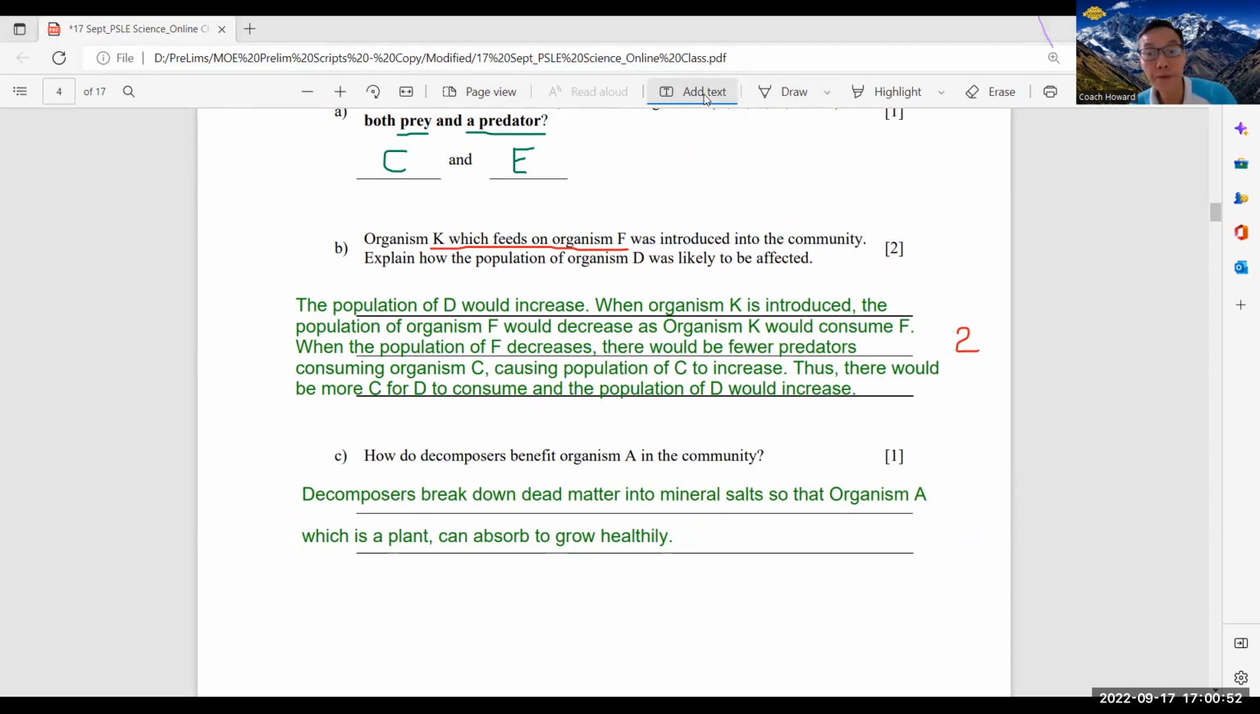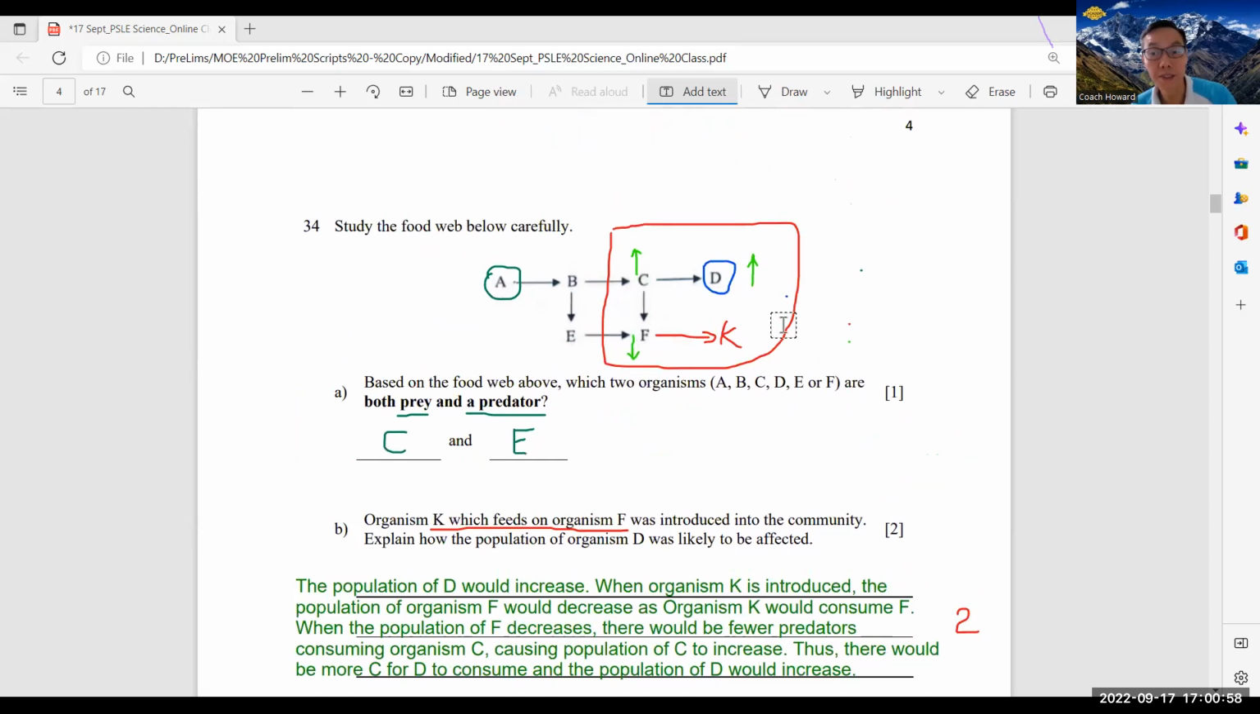Ming Suo, actually I already explained to you. The population of D will increase if you follow this pathway. Okay, this pathway. Because very simple, K eats F. So F drops, right? So F drops, C will increase. So C will increase, D also increases because D got more food. Yeah. So the answer is the population of D would increase.